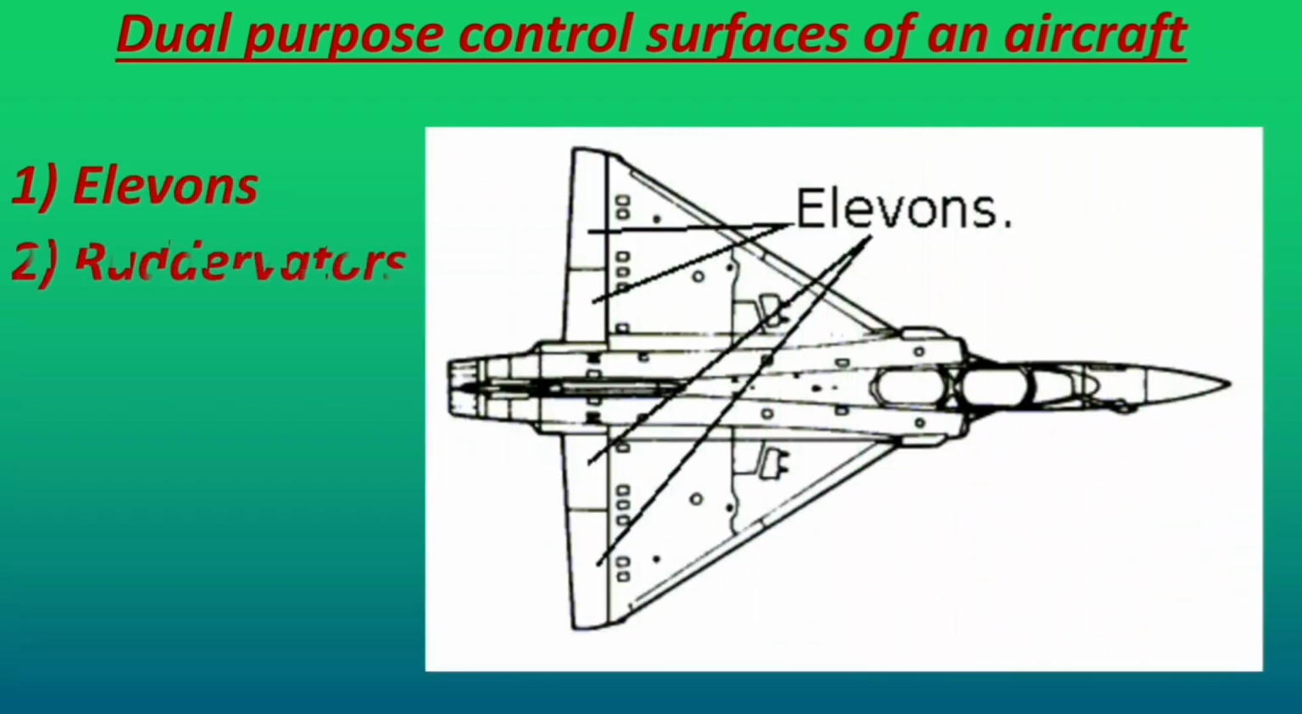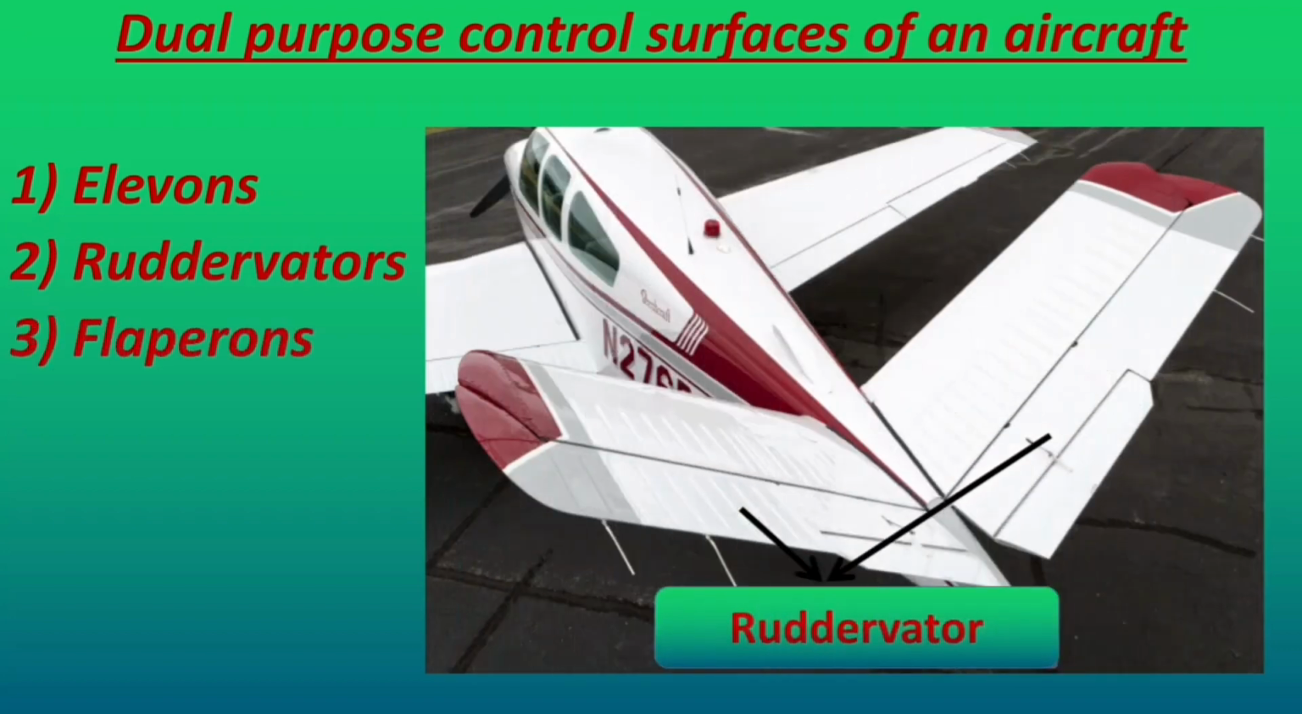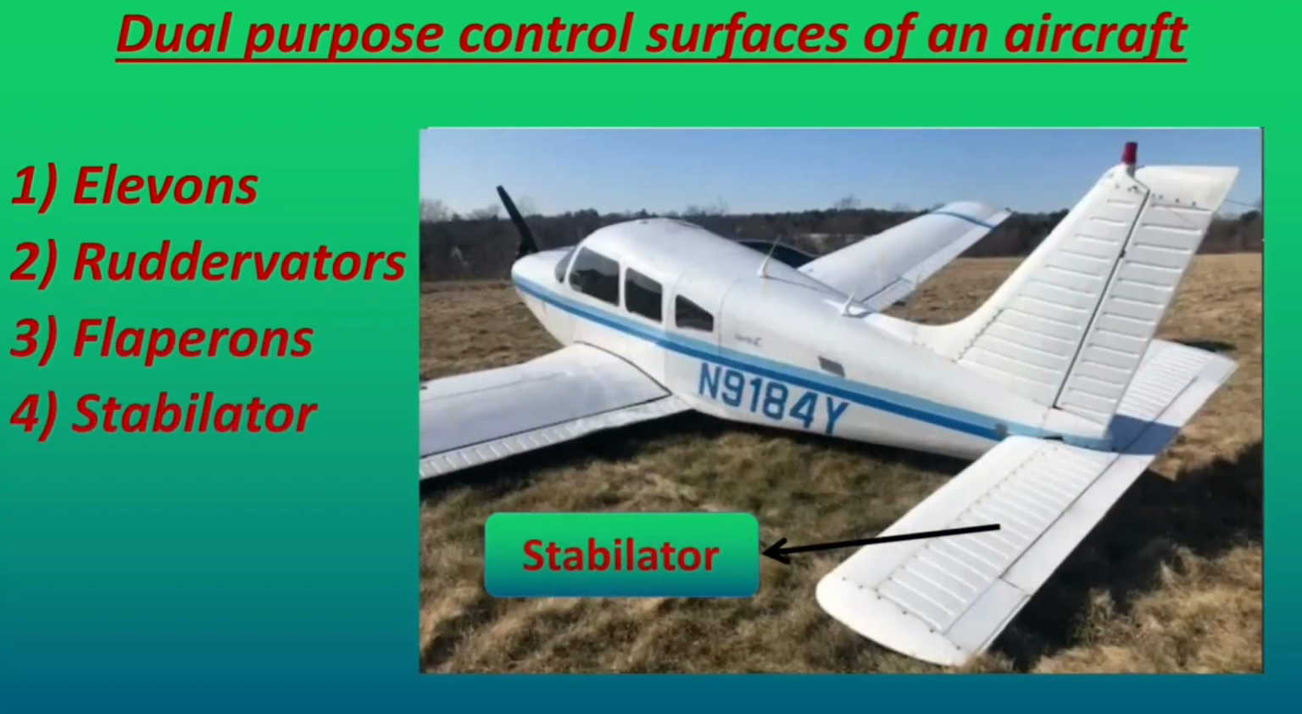Hello everyone. In this video, I will discuss dual purpose control surfaces of an aircraft. These are elevons, ruddervators, flaperons, and stabilator.